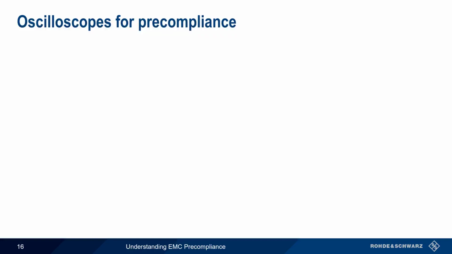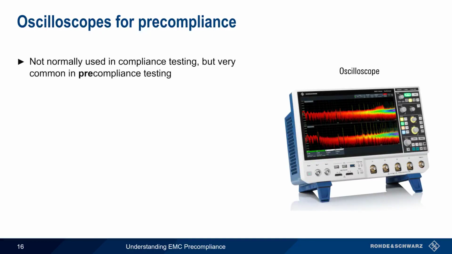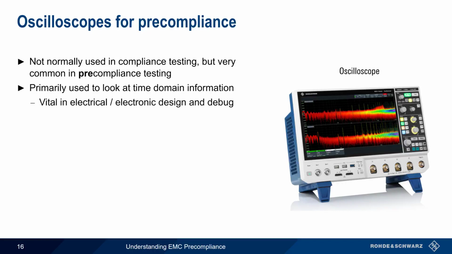Now that we've covered the use of receivers and spectrum analyzers, we'll move on to discuss oscilloscopes. Compliance testing is normally done with receivers, but scopes are very common in pre-compliance testing. Unlike a spectrum analyzer or EMI receiver, oscilloscopes are primarily used to look at time domain information, that is, voltage as a function of time, and are thus a vital tool in electrical and electronic design. This makes scopes very valuable when trying to locate and debug, or remediate, sources of non-complying emissions.